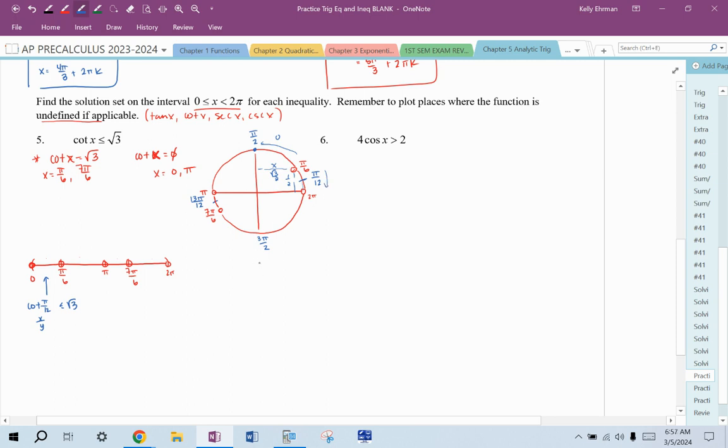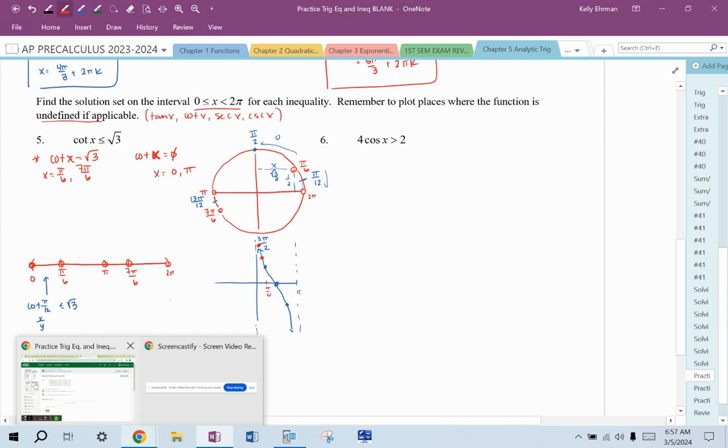Let's think about the cotangent graph. Maybe that'll be easier. Here's 0. Here's pi. The cotangent branches go like this. So I think graphically might be the best way to think about this. So here's pi over 4. Pi over 6 is somewhere here. Pi over 12 is even higher up.